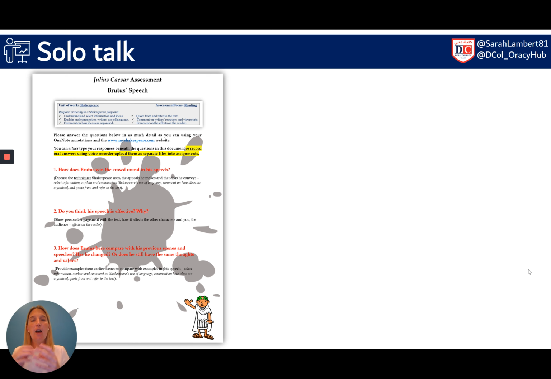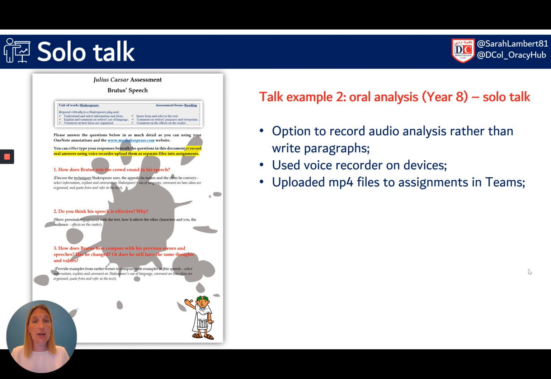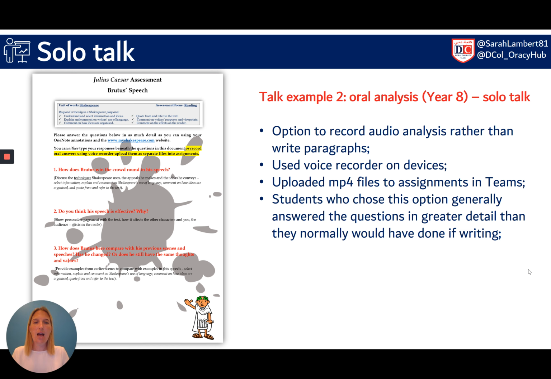This was actually verbal analysis rather than writing their Shakespeare assessment. I did give an option for Year 8 to record an oral analysis instead, answering the 3 questions. So rather than writing paragraphs, they had the option to talk. A couple did, not many, and those that did used the voice recorder, they uploaded the file to Teams, and those who chose it answered the questions in greater detail than they would have done if writing.